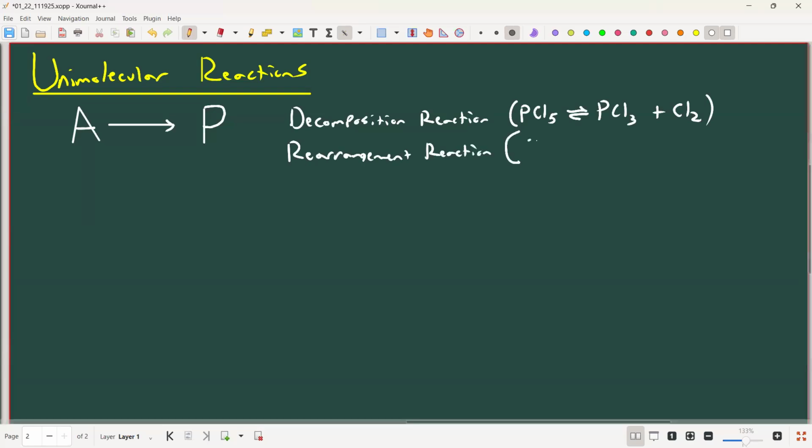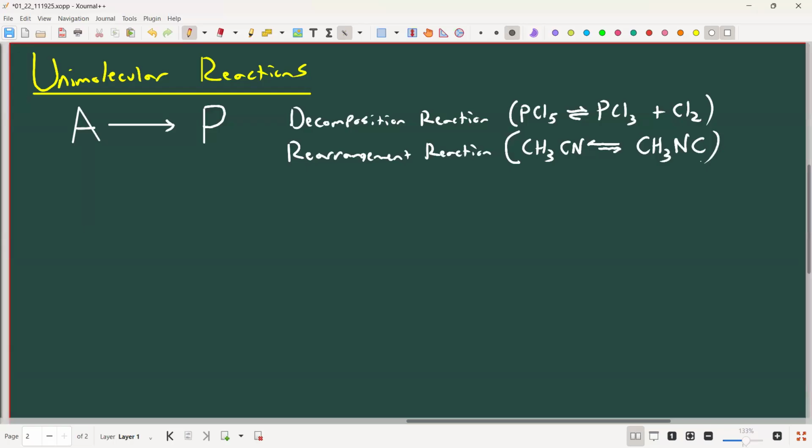One of my favorites is the rearrangement between acetonitrile and what we call methyl isocyanide, where the C and the N flip. This is a well-studied reaction, very interesting. Surprisingly, a lot more complicated than you would imagine. But these are some ideas. And of course, there's lots of other types of decomposition, lots of other ways. Just an idea.